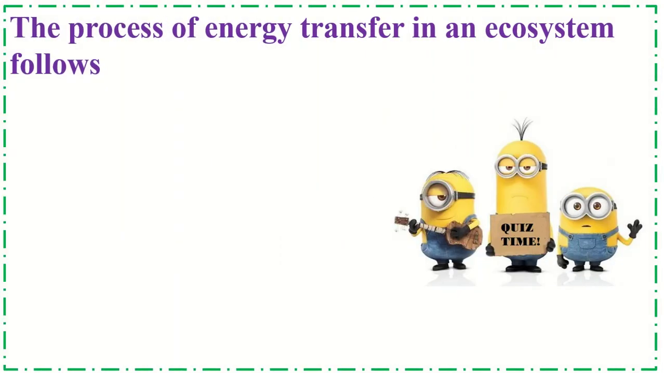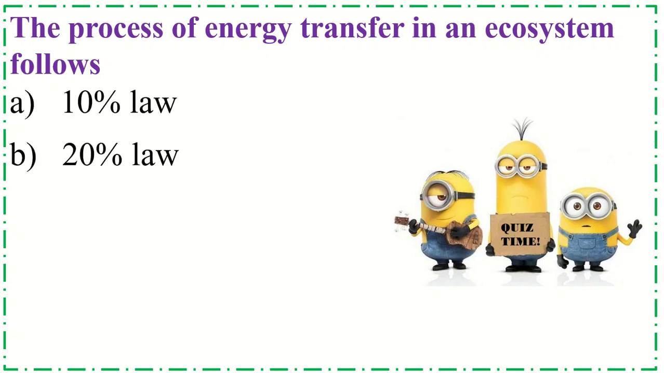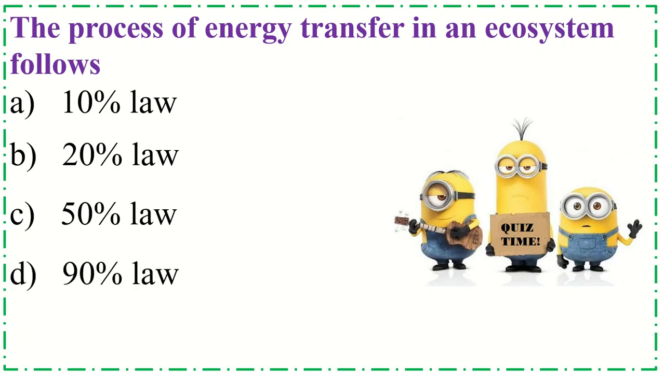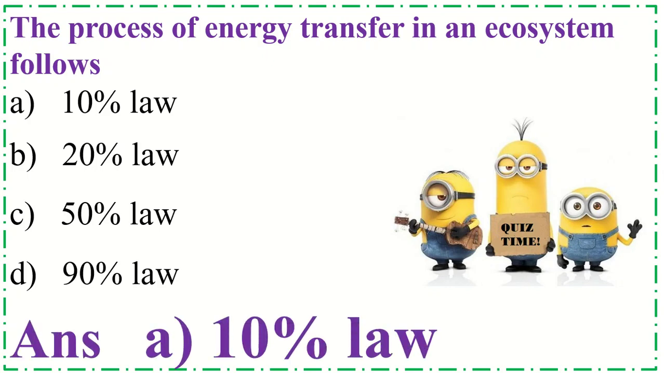The process of energy transfer in an ecosystem follows: option A, 10% law. B, 20% law. C, 50% law. D, 90% law. Correct option is A, 10% law.